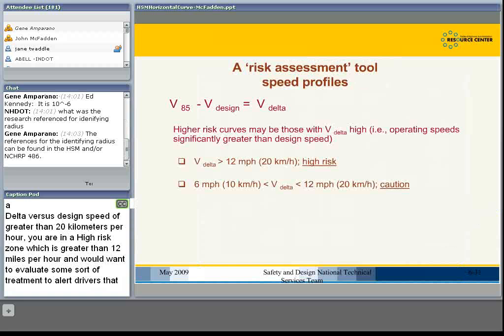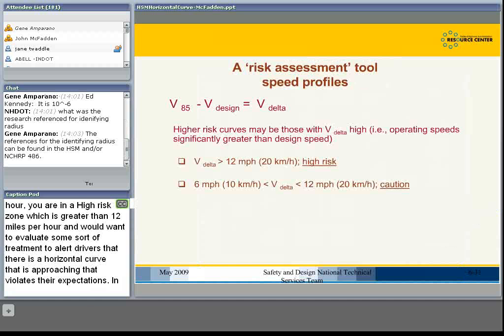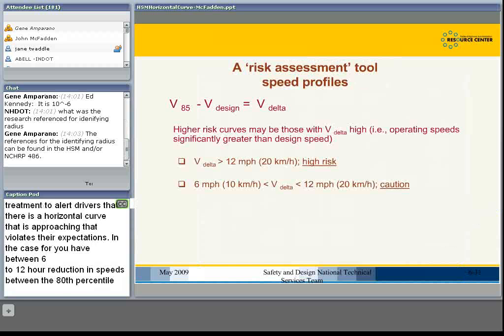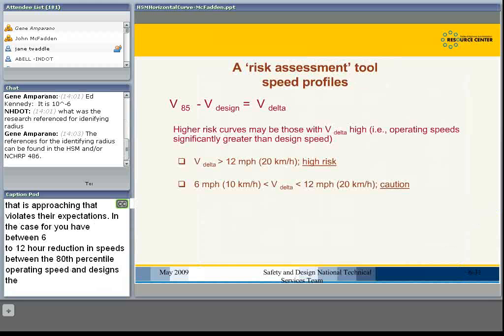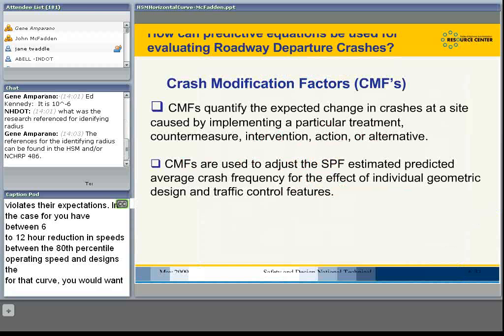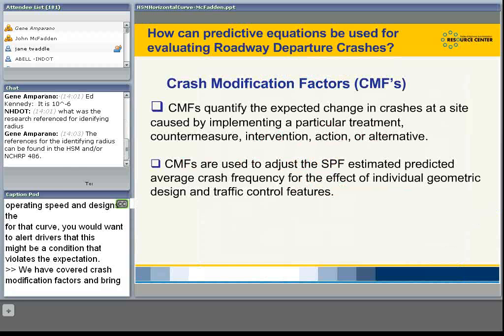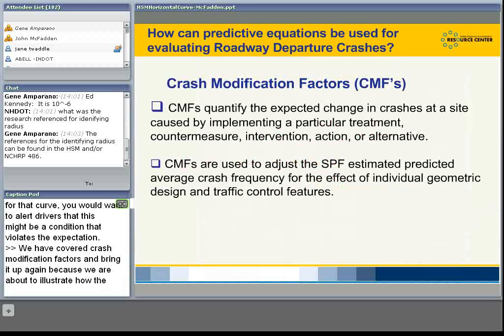You would want to evaluate some sort of treatment to alert drivers that there is, in this case, a horizontal curve approaching that violates their expectations. And in the case where you have a 6 to 12 mile an hour difference in speeds between the 85th percentile operating speed and the design speed for that curve, there's a cautionary point where you'd want to alert drivers that this may be a condition that violates their expectations.